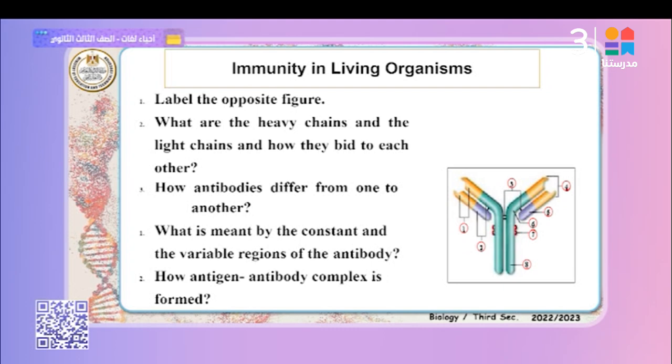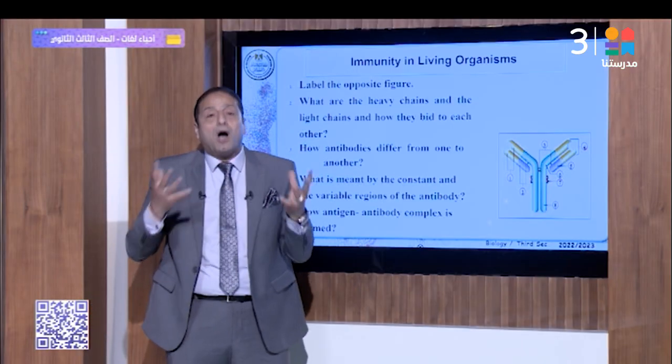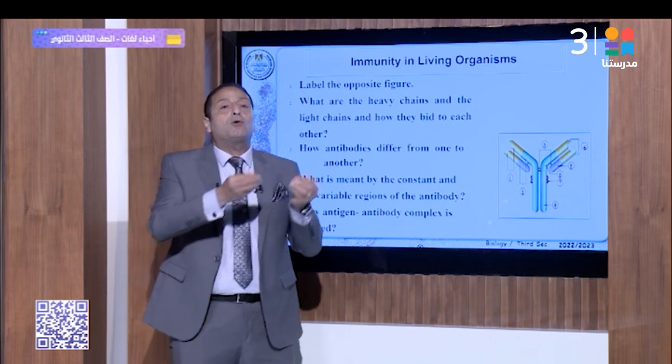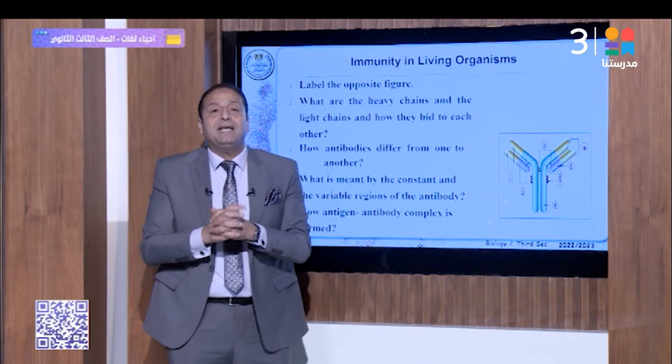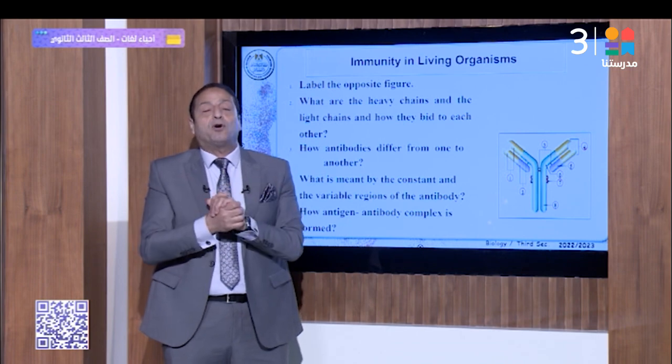How does an antibody differ from another? By changing the variable region, the antigen binding site. When the antigen binding site changes in the variable regions, a specific type of amino acid is changed. Why? Because the antibody is mainly composed of amino acids, the main structure, and it's formed from proteins.